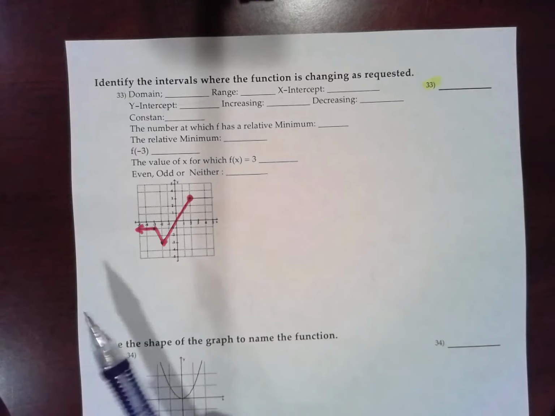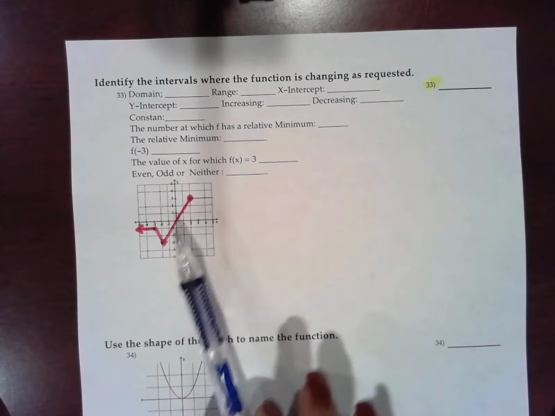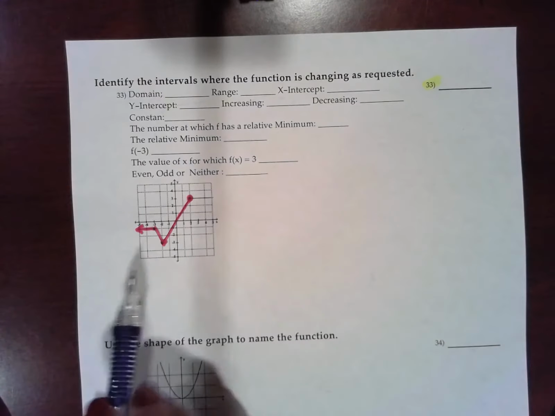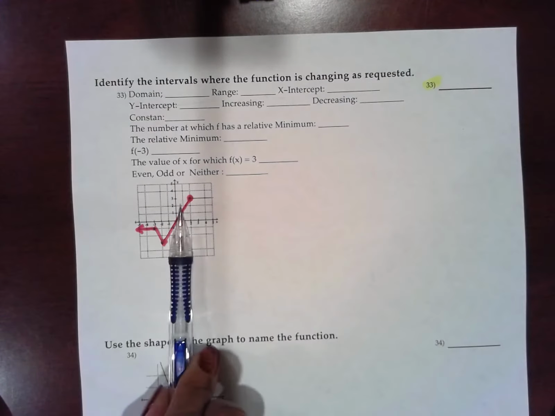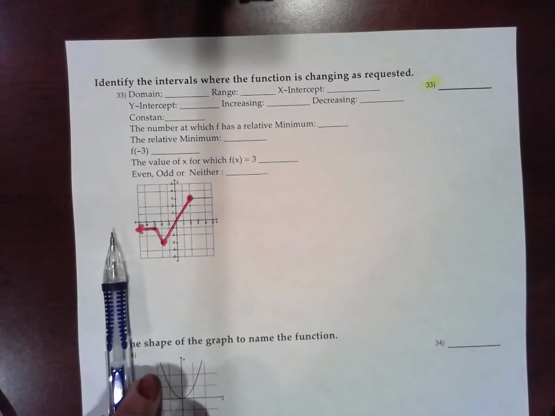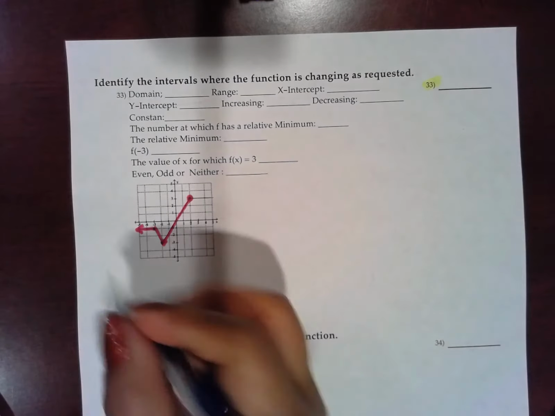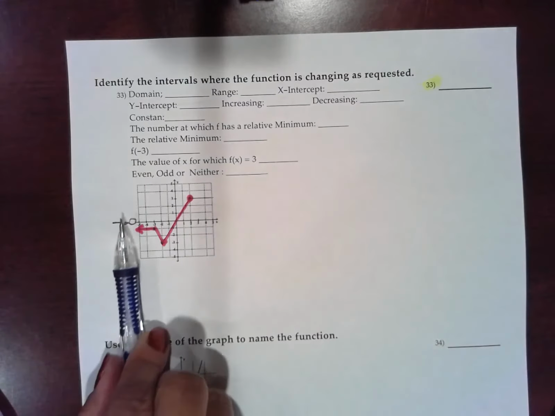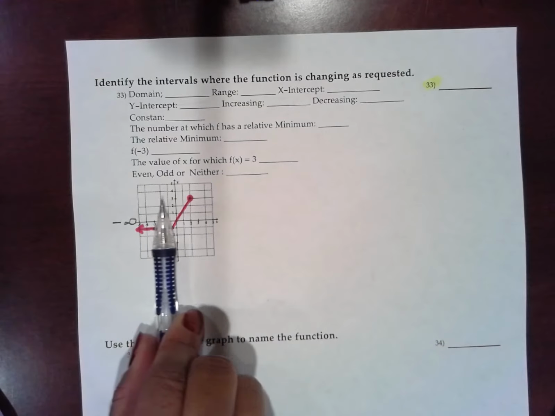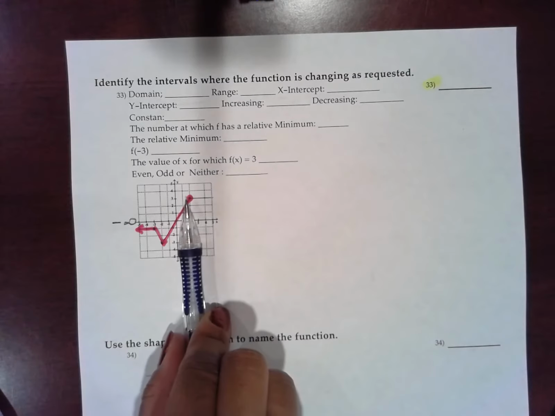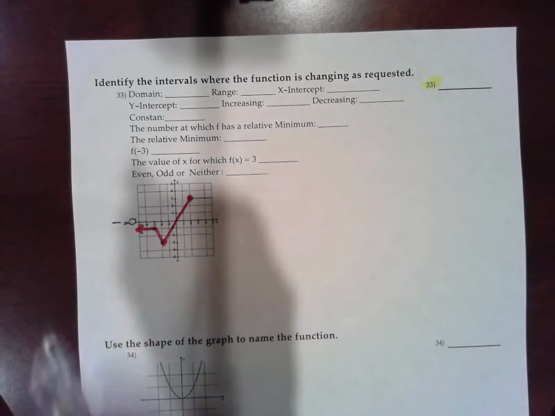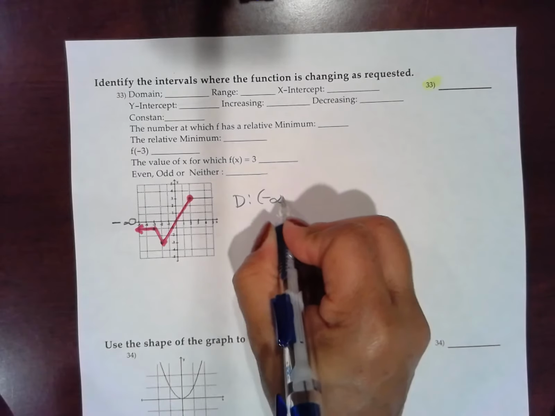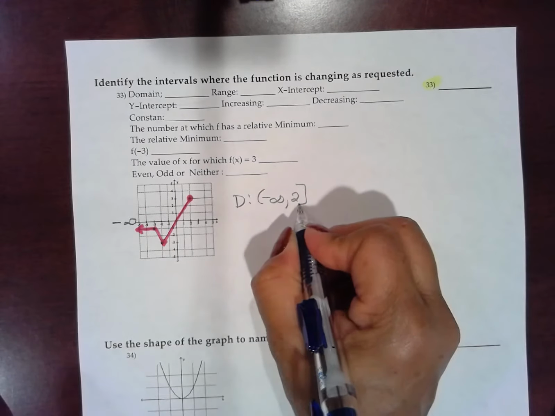I modified the graph so that only the pink is what you see on the paper. My favorite color, by the way. As I move from left to right, I notice that the graph comes from what is implied to be negative infinity values of x. That is the lowest, and the highest value of x that is achieved is 2. So my domain will be from negative infinity to 2, bracket.